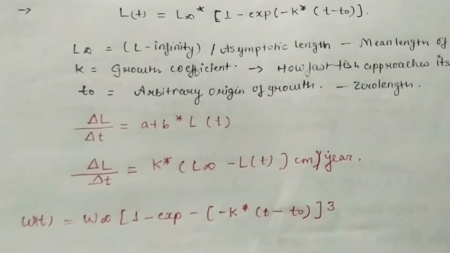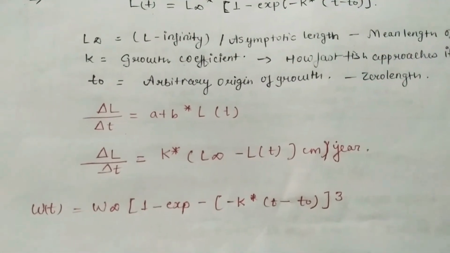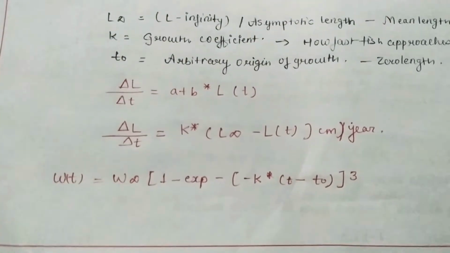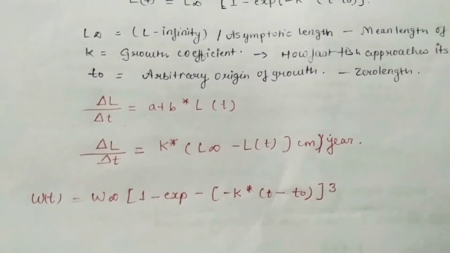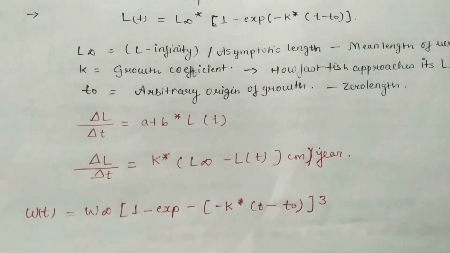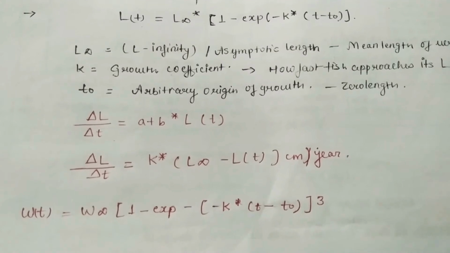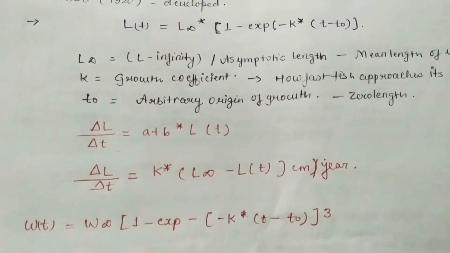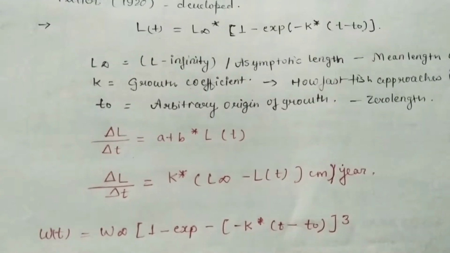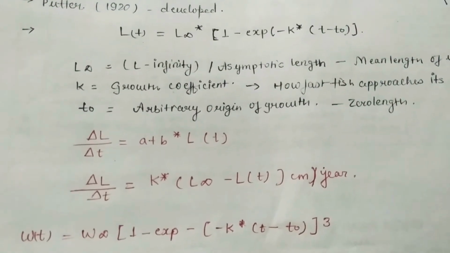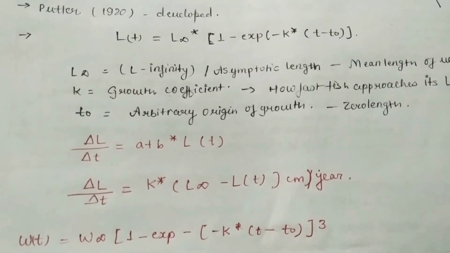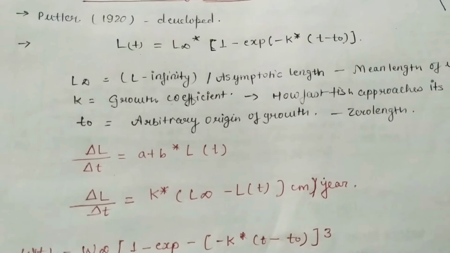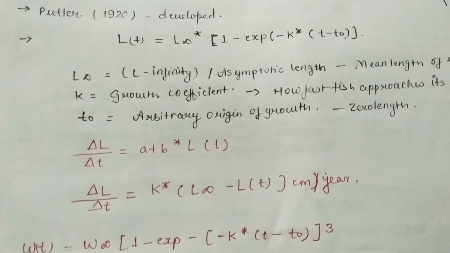Here t naught is the arbitrary origin of growth. Arbitrary origin of growth means zero length. And I am explaining what is determined by what in the equation. Zero length means that sometimes we can see that if we take a zero time interval, the fish already has some growth, meaning it is not that the fish hasn't grown and we are taking time zero. So some growth can be there, so it is always taken as a negative value.